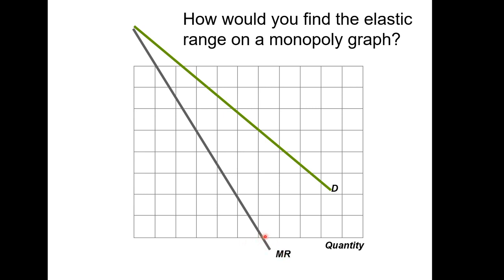So I would take this point, go straight up to here, and everything to the left is elastic. Everything to the right is inelastic. Because after this point, all of these outputs are causing total revenue to decrease. So we find where MR is 0, we go up, and that is the unit elastic point on the demand curve. Everything to the left, the upper section, is elastic. The right side, the lower half, is inelastic. Okay.